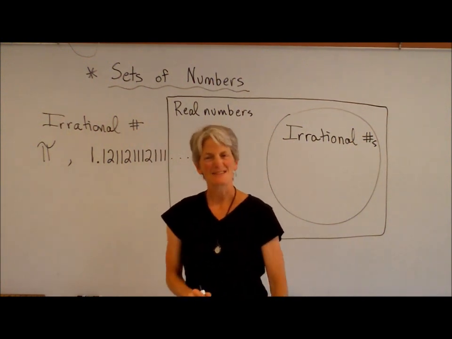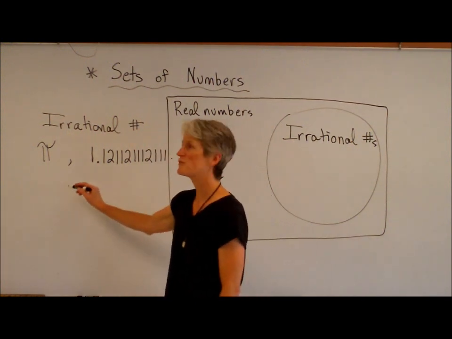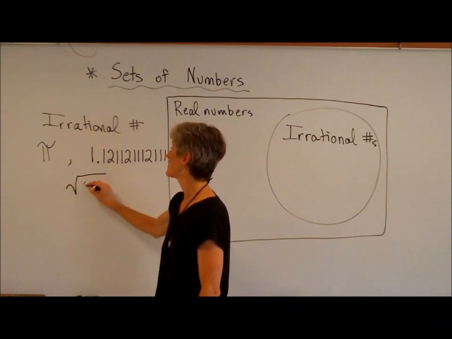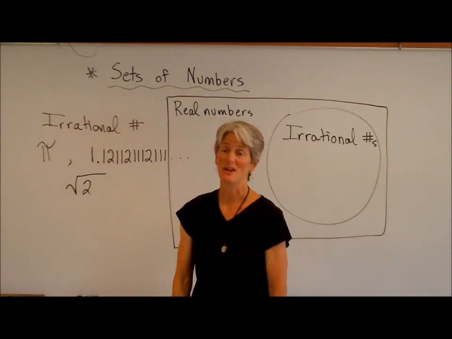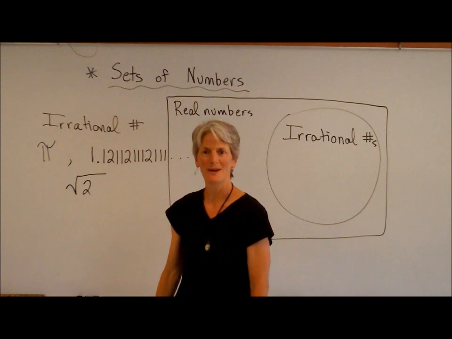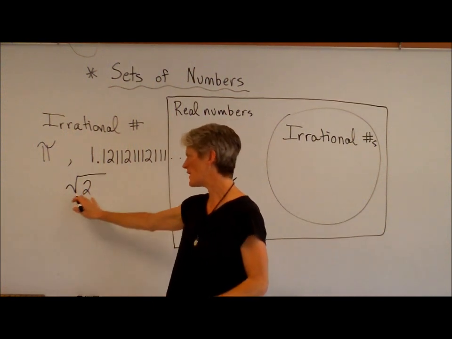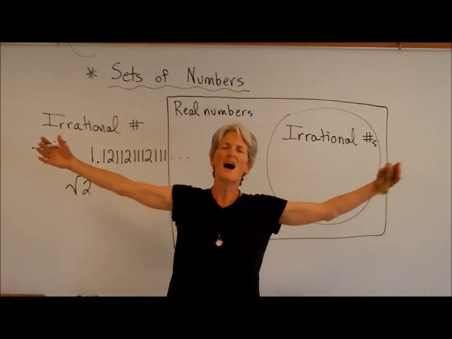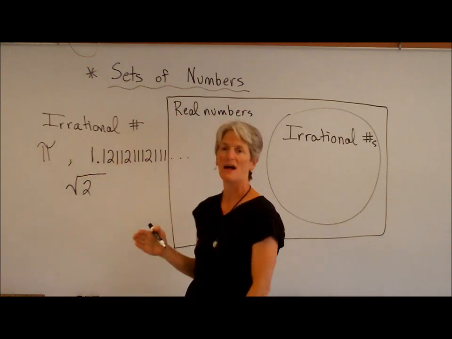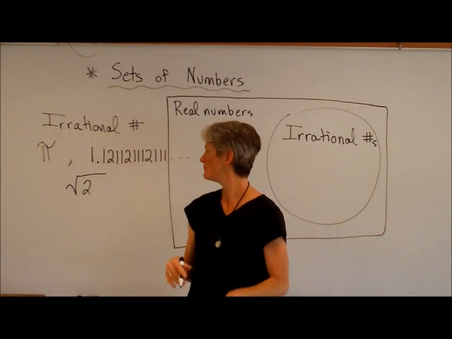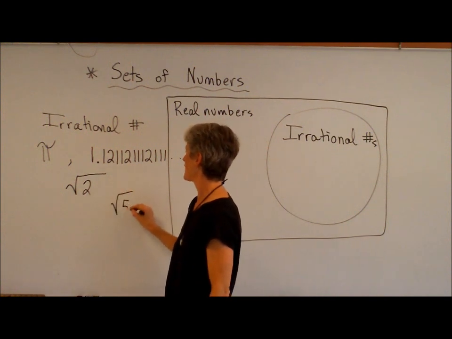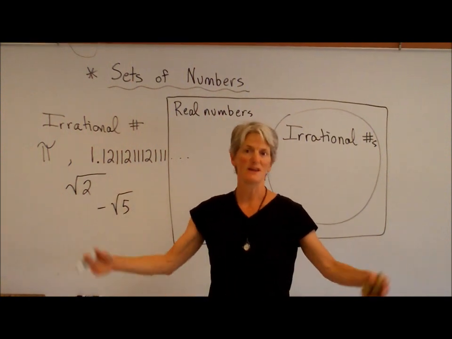You know what generates lots of irrational numbers? Square roots. The square root of 2 is irrational. If you threw that in your calculator, you get something between 1 and 2, but a decimal that goes on and on and on with no pattern. Square root of 5, well heck, you can even have negative square root of 5, irrational number.